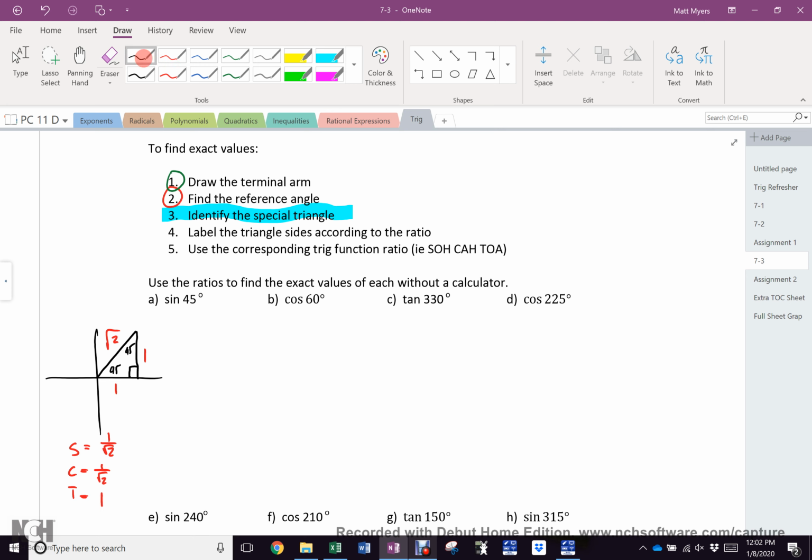All right, let's do the second one. Where's 60? First quadrant. Is it a little or a big? It's the big one. So I got to go down here. There is my reference angle, which is 60. So what does that automatically make the top angle? 30. Now I know it's a 30, 60, 90 triangle. So what goes here? 1. What goes here? Root 3. What goes here? 2.